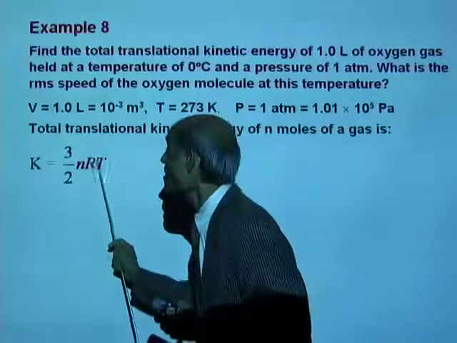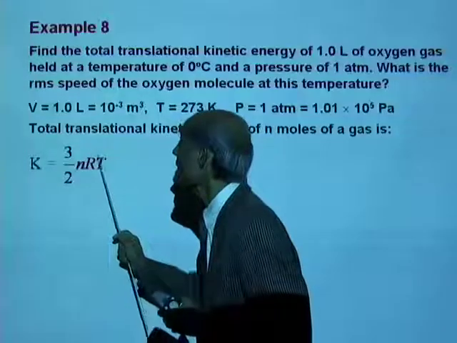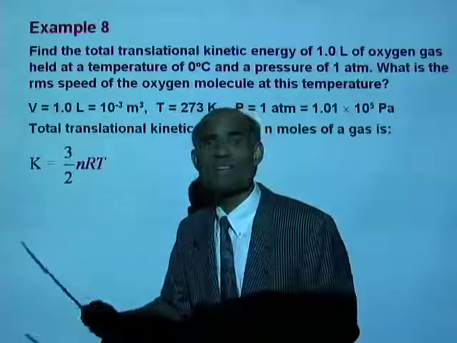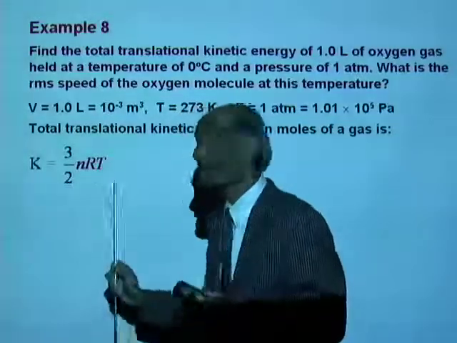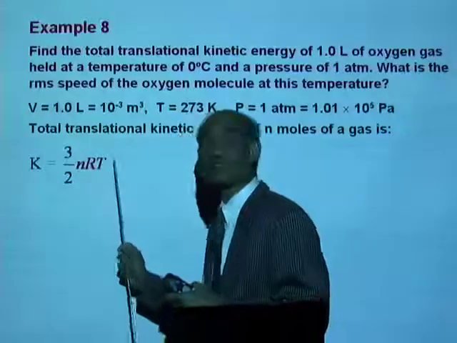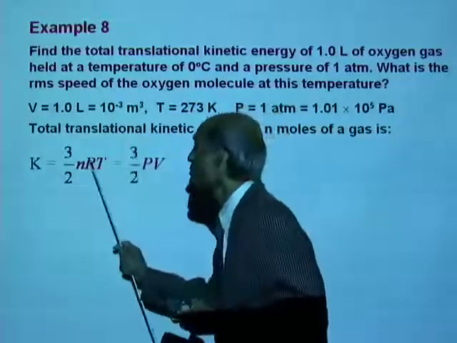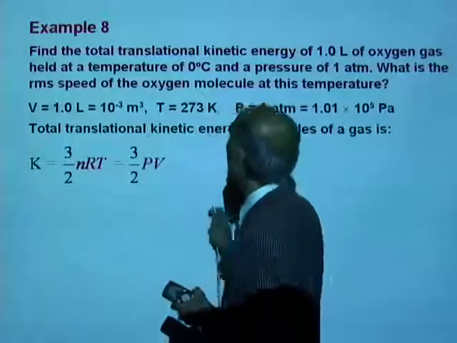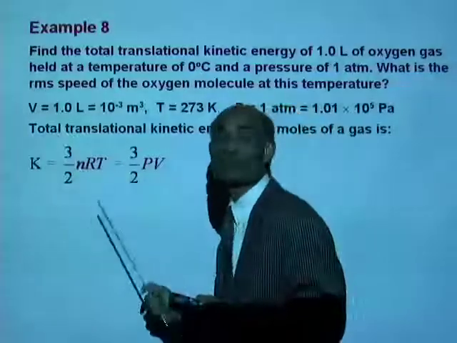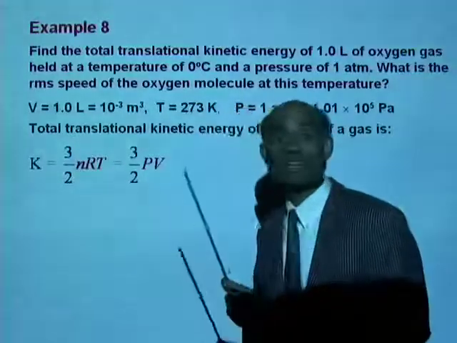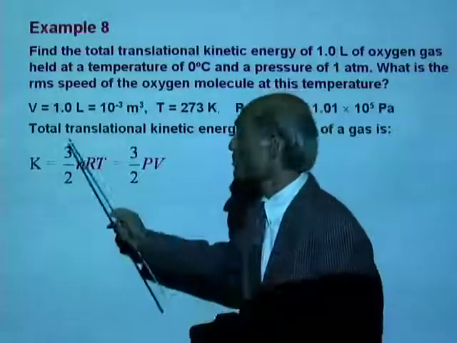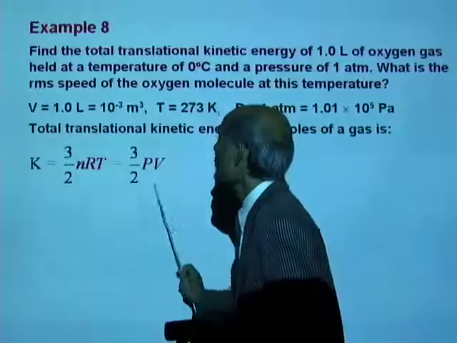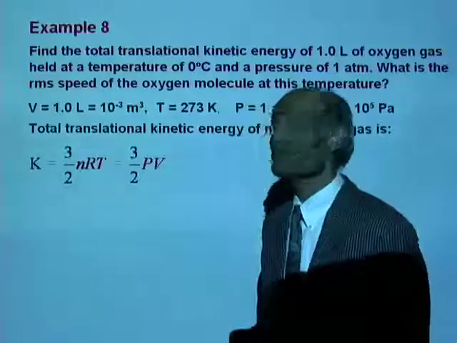You know, nRT. What is the universal gas law? PV equals nRT. Is that right? So you can see I colored nRT red because I can replace that nRT now by PV. Why? I know the pressure, I know the volume, therefore this is a much easier route for us to take. The total translational kinetic energy of the n moles of gas is 3/2 PV.